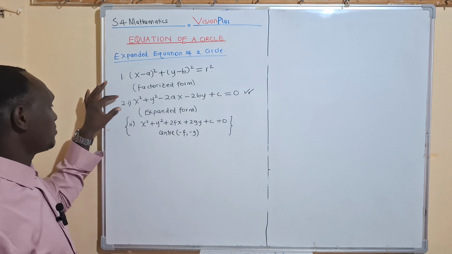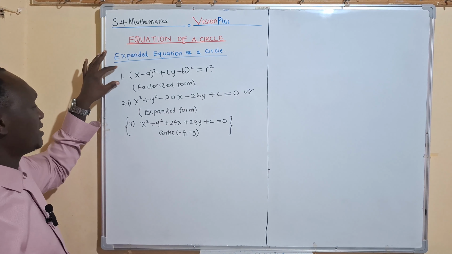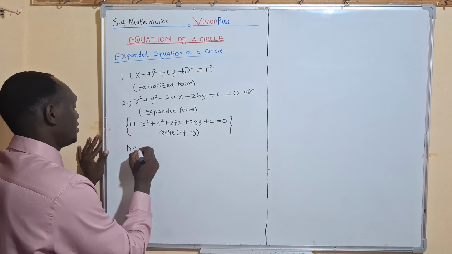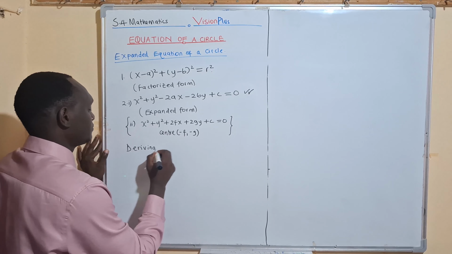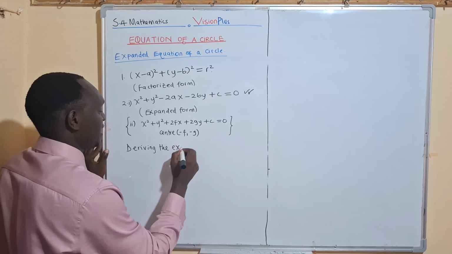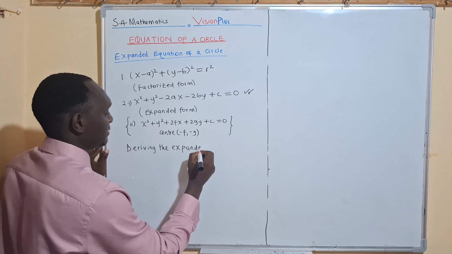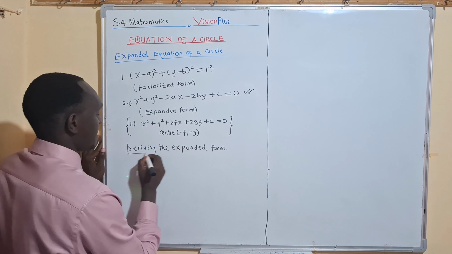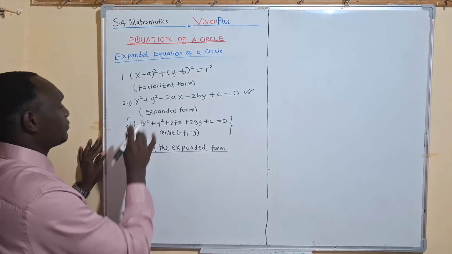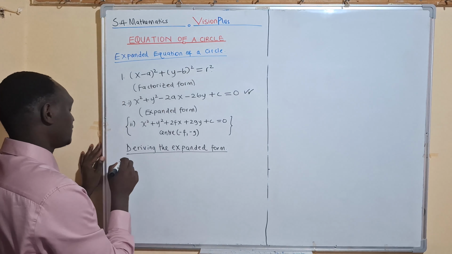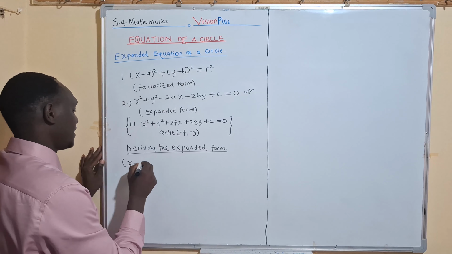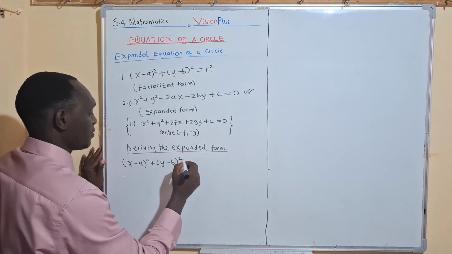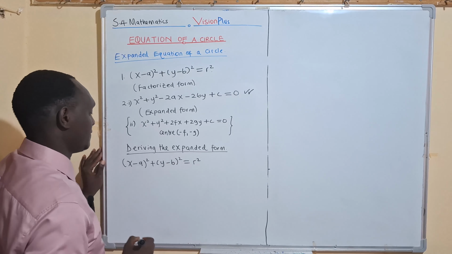Now, this expanded form comes from the factorized form. So let us derive the expanded form of the equation of the circle. We derive it from the factorized form, which is (x - a)² + (y - b)² = r².